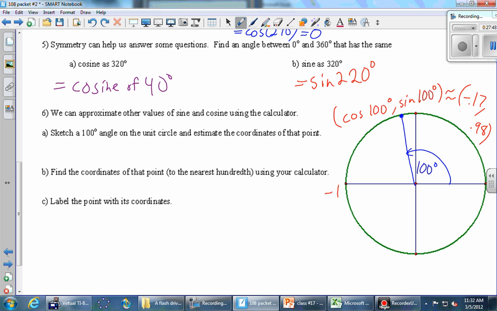Okay, this question wasn't on the packet, but let's just ask it right now. If I were to move to 101 degrees, a little bit further counterclockwise, does the cosine get bigger or smaller? Does the sine get bigger or smaller? Talk to your neighbors about those questions.